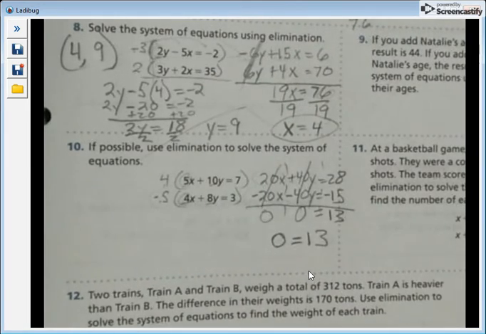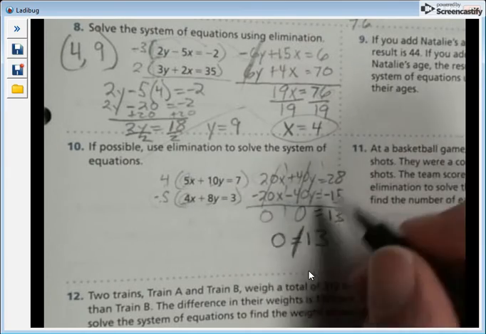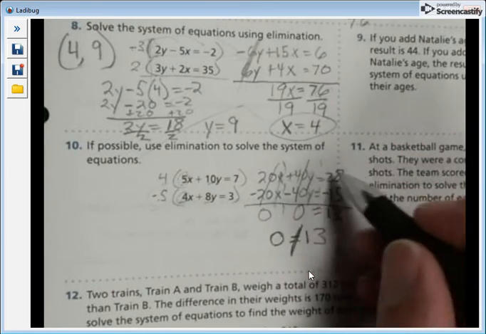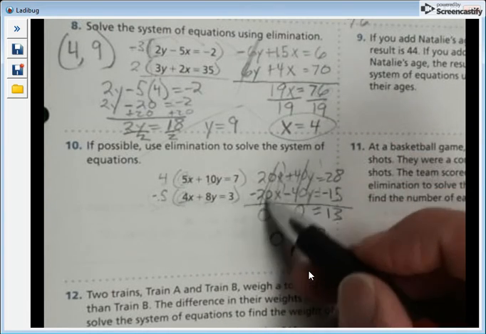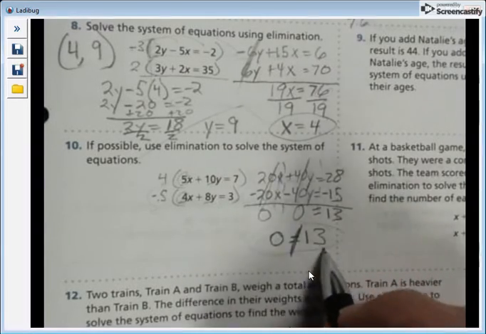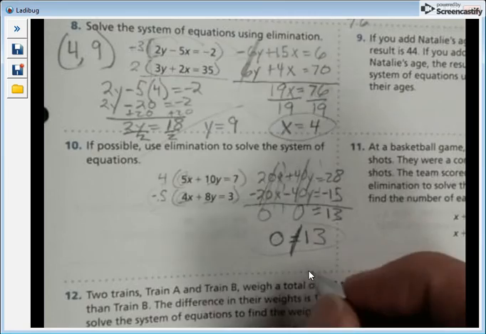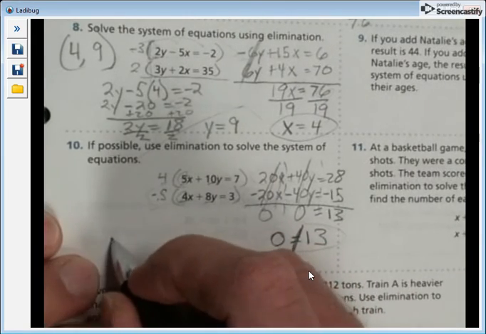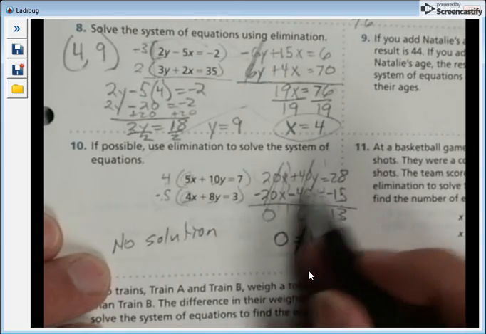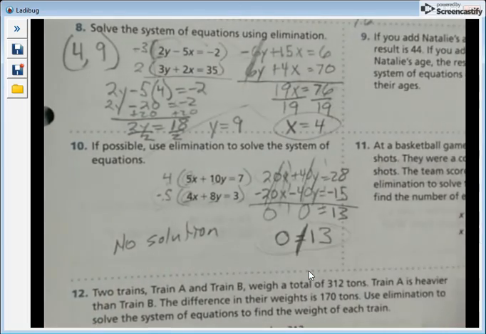That's very interesting. That gives me 0 equals 13. Well, it is not a true statement. 0 does not equal 13. So when you get to this point where you've eliminated both, you've done one thing here, and it resulted in eliminating both the x and the y, and then it created this untrue statement, that means we will have no solution. The result of this situation is that we have parallel lines, but they have a different y-intercept.